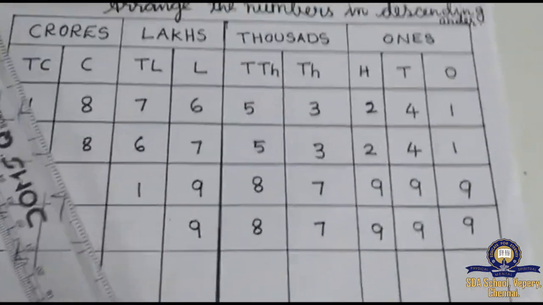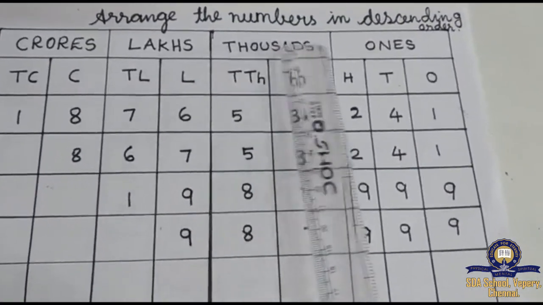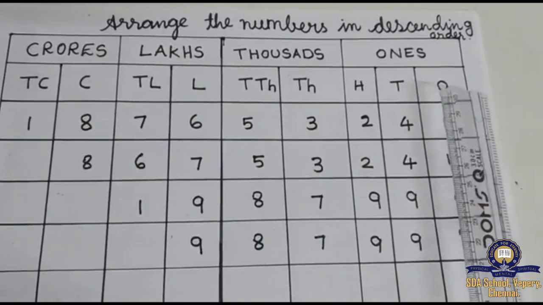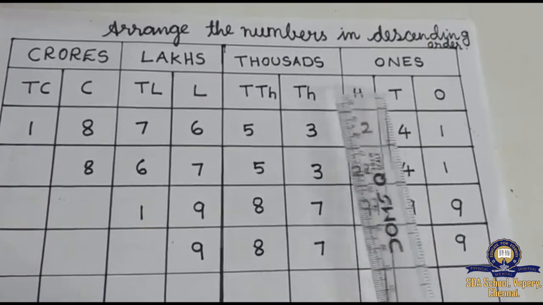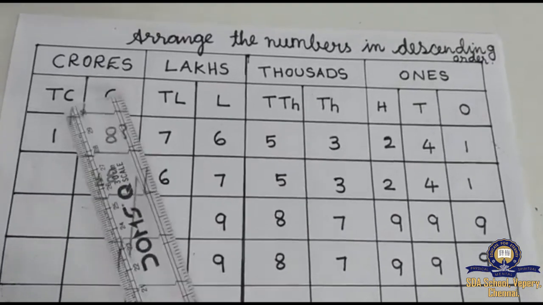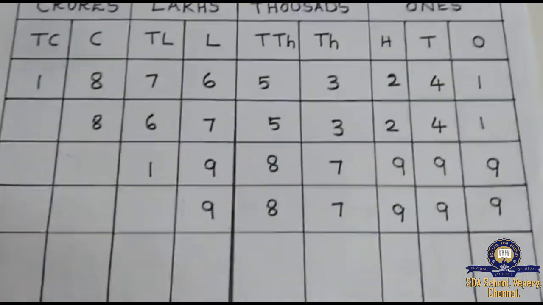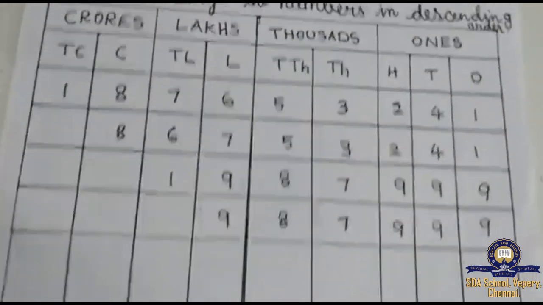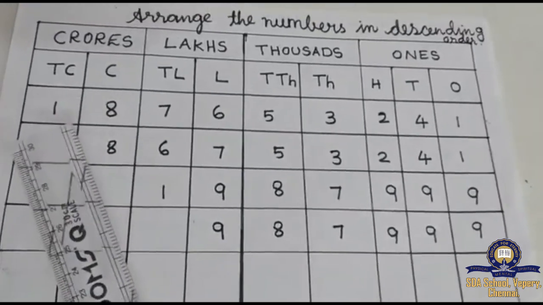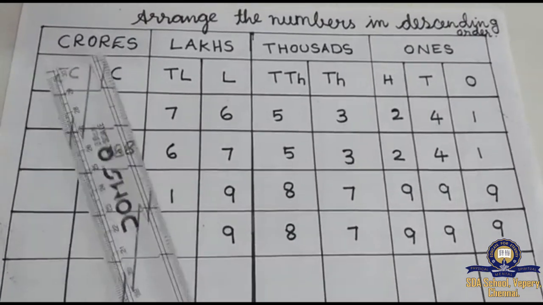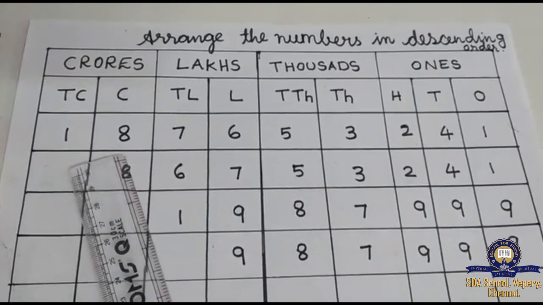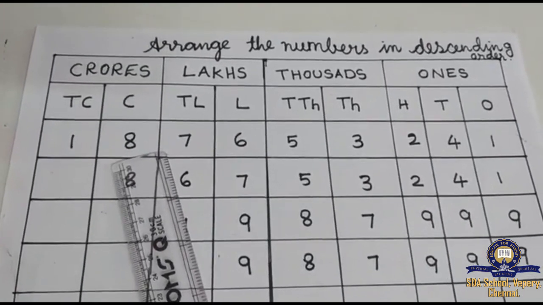Now look here, this chart, as we have crores, lakhs, thousands, ones: ones, tens, hundreds, thousand, 10,000, lakhs, 10 lakhs, crores, 10 crores. Now this given number, how do we have to arrange it? In ascending order, we arranged from the smaller number to the bigger number, right? In descending order, let us go from the greatest number. Which is the greatest number? This one.